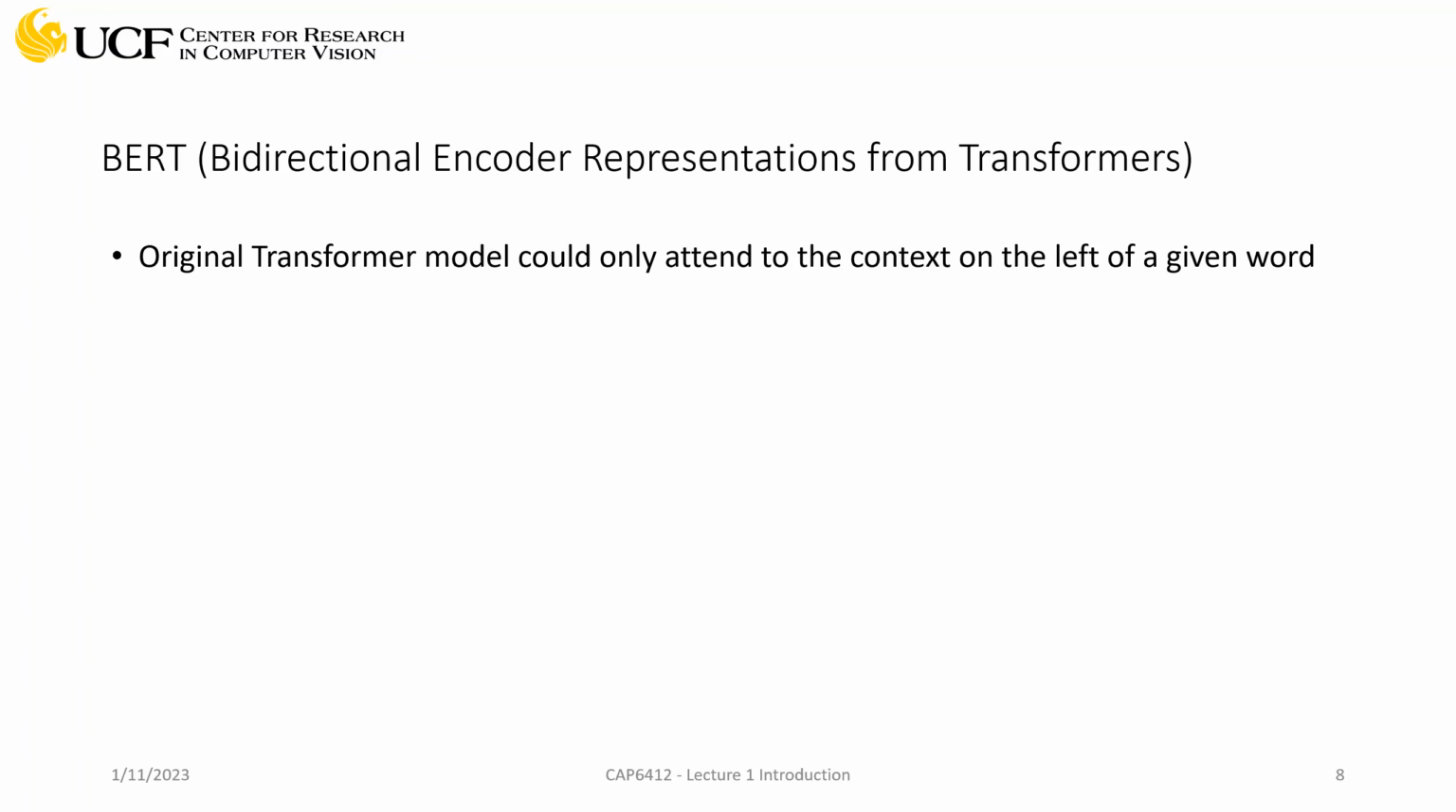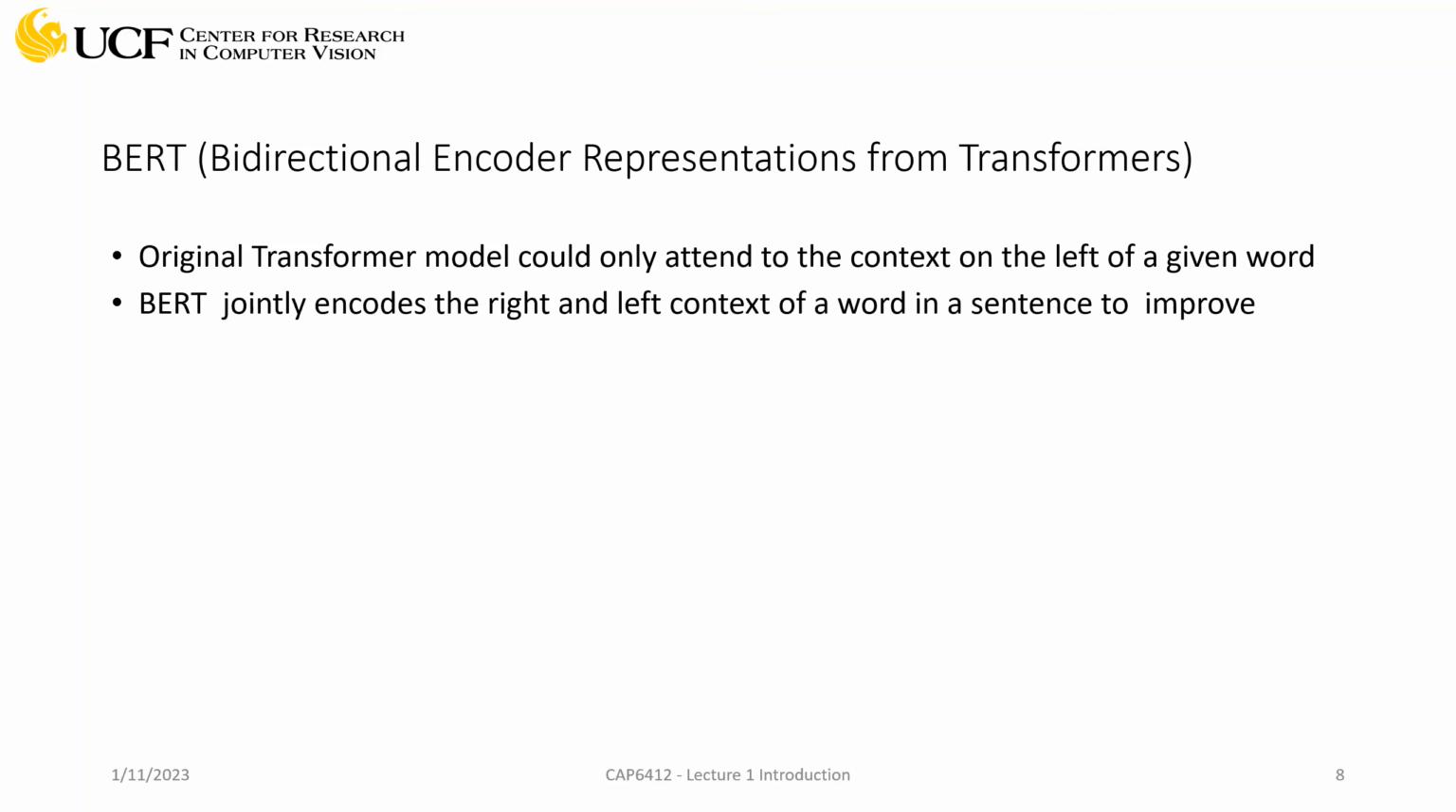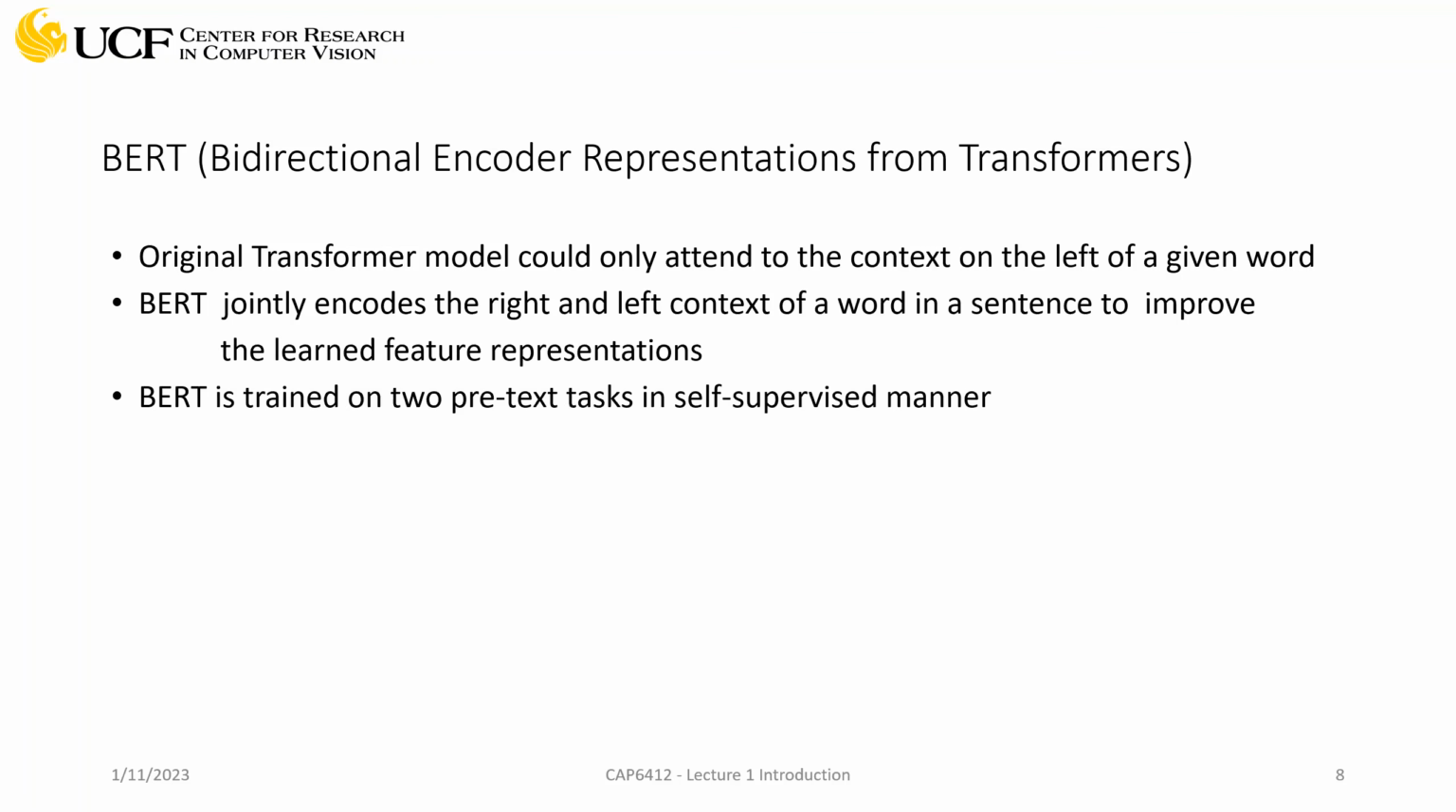So the original transformer model could only attend to the context on the left of a given word. So if you have a sentence, it will look at whatever it has seen before, it will attend to. But BERT actually changed that, you can look at the right context and left context in the sentence, and it makes improvement in the feature representation.